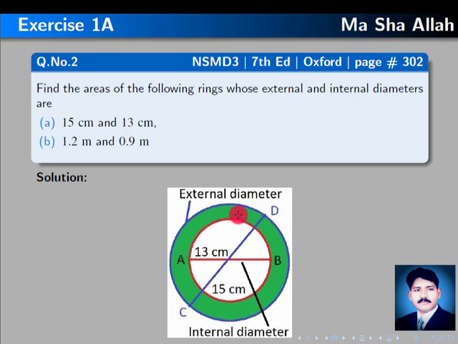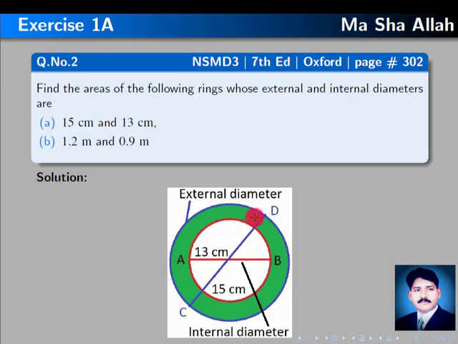This is the ring. The green color shows the ring and the blue circle shows the external circle, while the red color shows the internal circle. And we have to find the area of the green part, which is the ring. The external diameter from C to D is 15 centimeter, while the diameter of the internal circle from A to B is 13 centimeter.